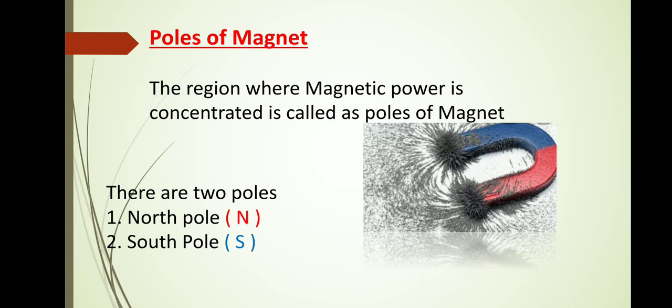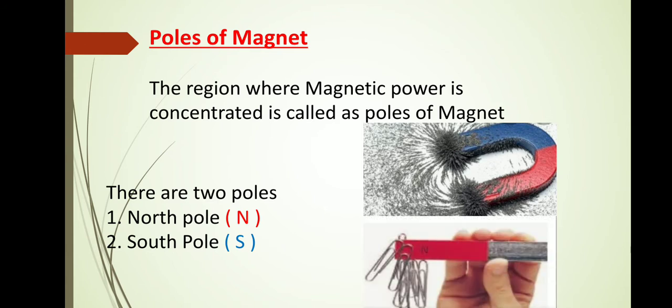Here you can see at the edge, more iron filings are attracted. So here magnetic power is concentrated. In the next diagrams also it can be clearly seen. All the pins are attracted at the edge of the magnet. So poles means you have a clear idea.